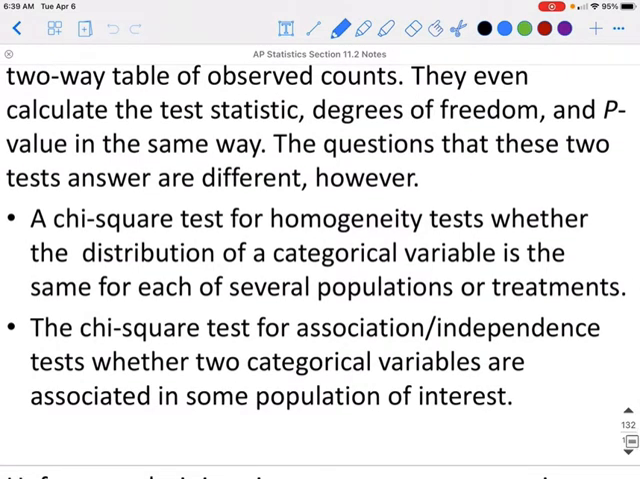A chi-square test for homogeneity tests whether the distribution of a categorical variable is the same for each of several populations or treatments. The chi-square test for association or independence tests whether two categorical variables are associated in the same population of interest.